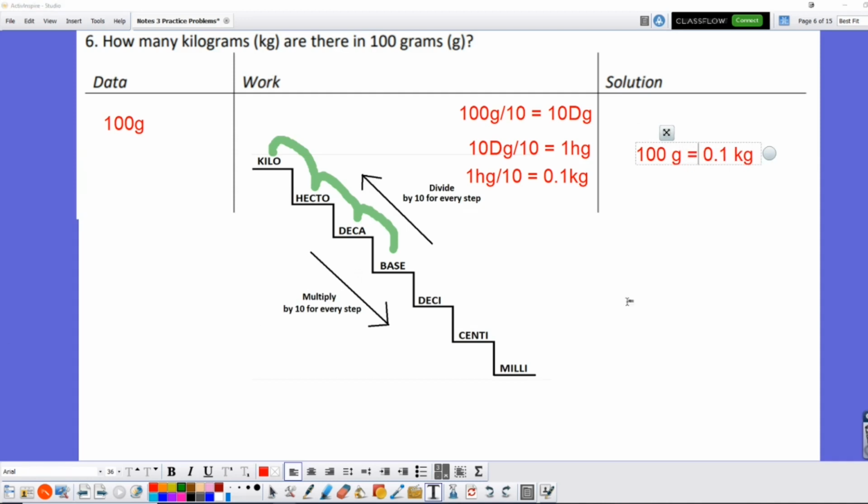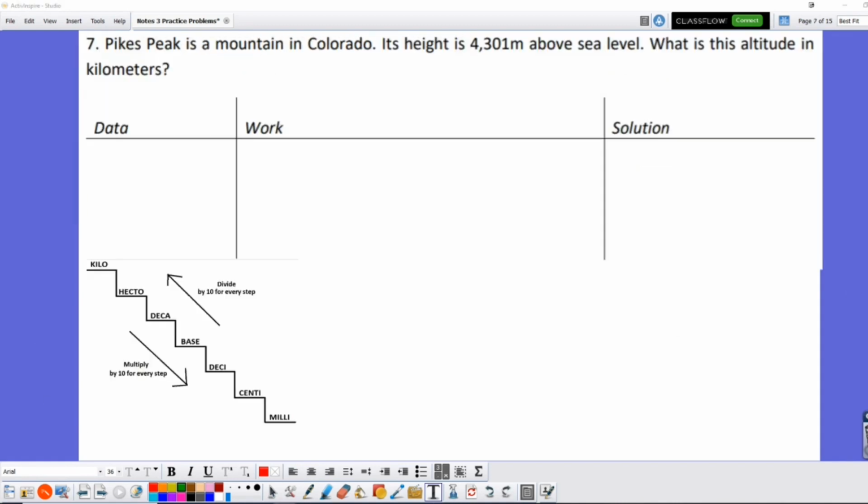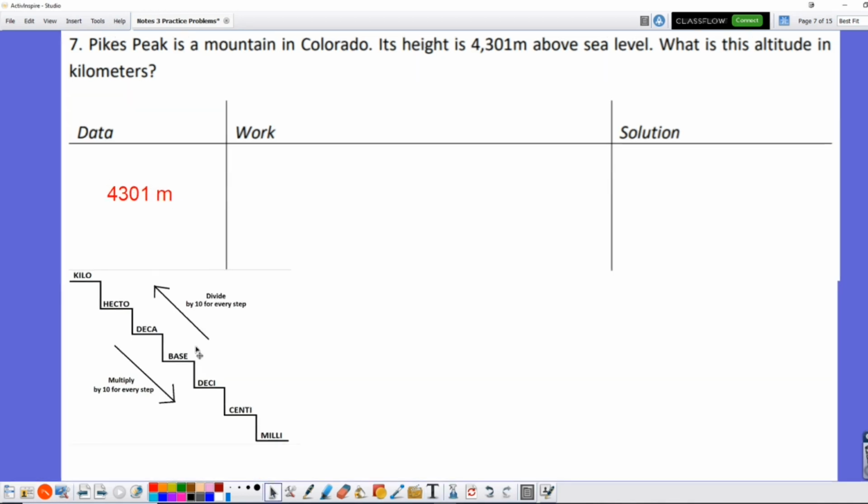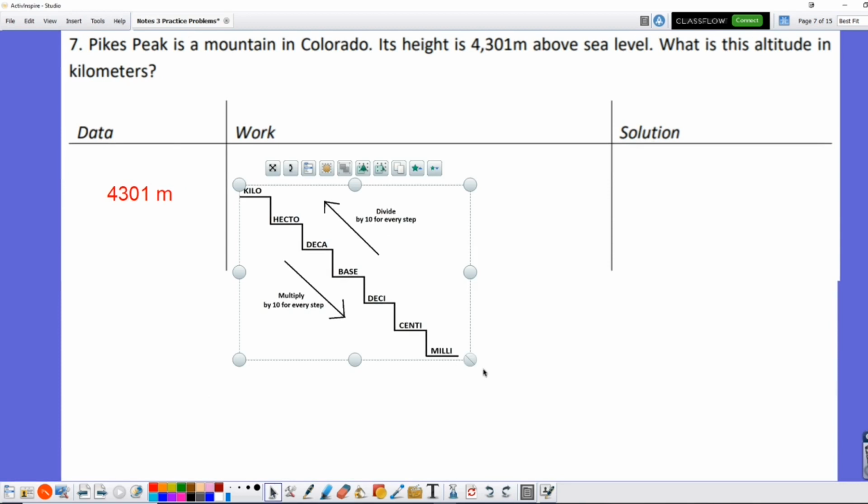And that is practice problem number 6. Number 7 says, Pikes Peak is a mountain in Colorado. Its height is 4,301 meters above sea level. What is this altitude in kilometers? So once again, I'm going to just write down that we have the number 4,301 meters, and I'm basically just using this chart again to convert it.